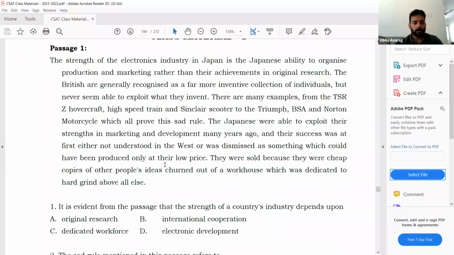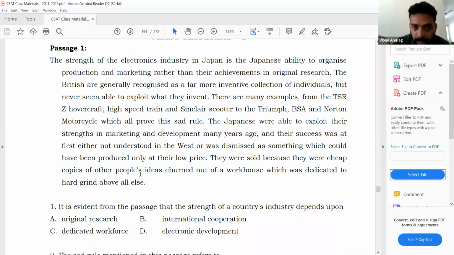So the Britishers believed that the Japanese products were sold because they were cheap copies of others' ideas. Churned out means made out of. To churn means to produce. A workhouse which was dedicated to hard grind means hard work above all else. So most importantly, hard work. That's what they believe.